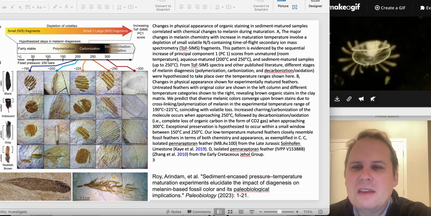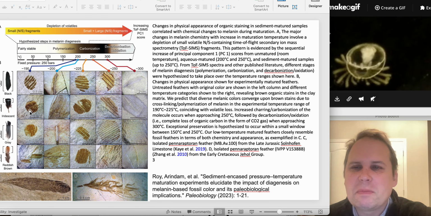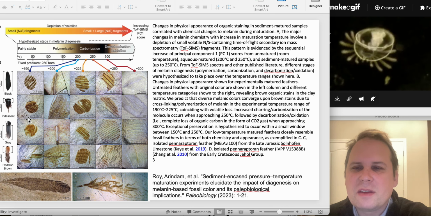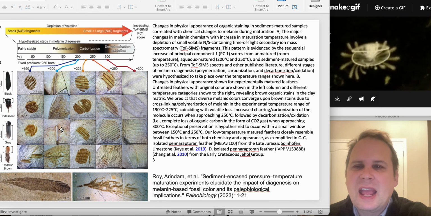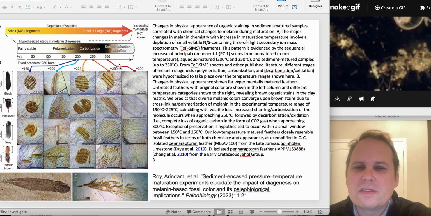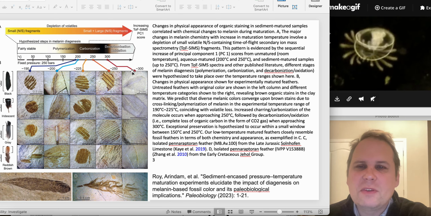So with low heat, you get this sort of brown to black. This was a black feather originally. And here's an iridescent feather. And so they'll all change. They'll all look fairly similar. And then as you heat them up, they'll actually undergo different changes. And then once you get them too hot, you will get complete.